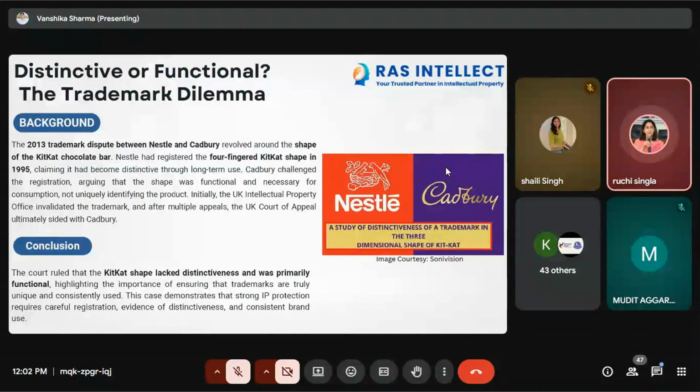So this is a trademark dispute between Nestle and Cadbury, about the shape of the Kit Kat chocolate bar. Nestle had registered the four-fingered Kit Kat shape in 1995, claiming it had become distinctive through long-term use. Cadbury challenged the registration, arguing that the shape was functional and necessary for consumption, not uniquely identifying the product. The decision was passed in favor of Cadbury, where the court ruled that the Kit Kat shape lacked distinctiveness and was primarily functional. It is used just to facilitate the eating of the chocolate.